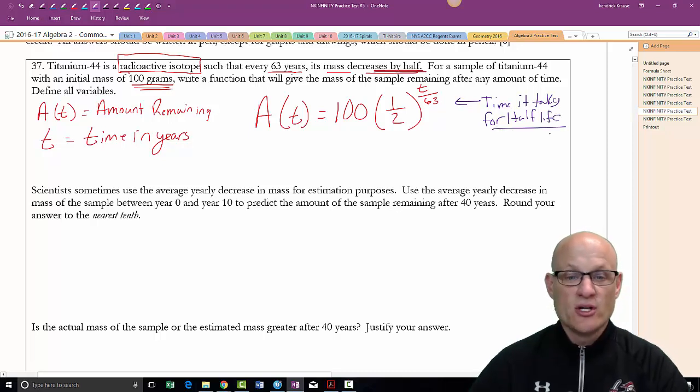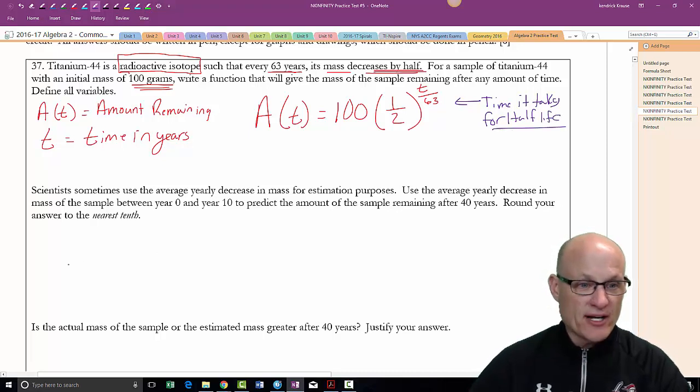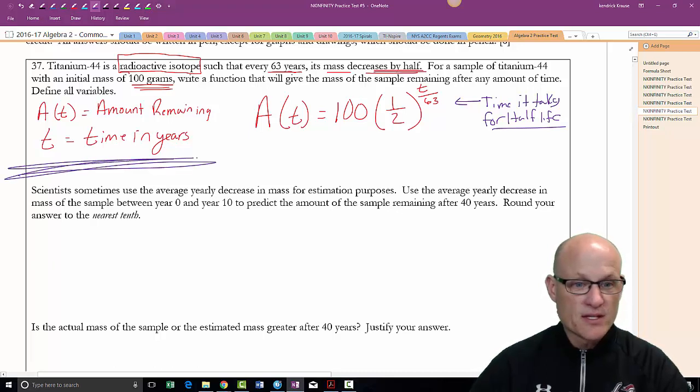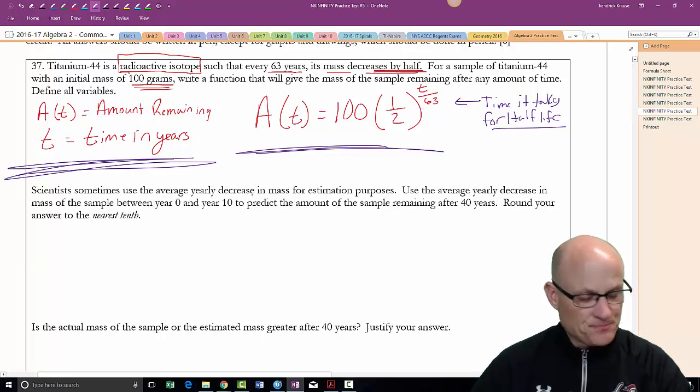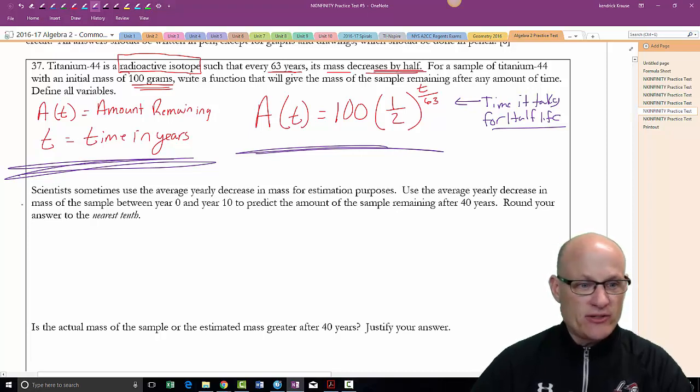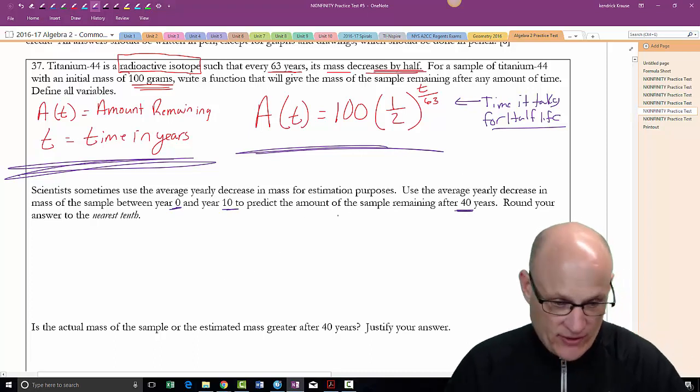All right, so we've described our variables. We've defined our variables over here. We got our formula. There it is. Scientists sometimes use the average yearly decrease in mass for estimation purposes. Use the average yearly decrease in mass of the sample between 0 and 10 to predict the amount remaining after 40 years. Okay, so what we're going to do is this.